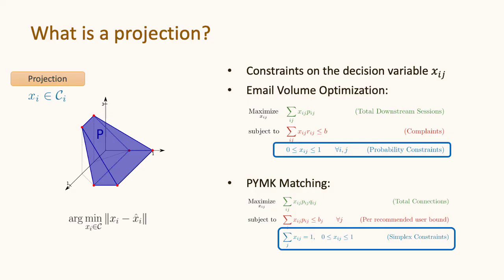Let us first start with what a projection is. Projections are essentially constraints on the decision variable. In the email volume optimization example, the projection enforced that the decision variable was a probability. In the PYMK matching case, the projection enforced that every member had at least one recommendation.